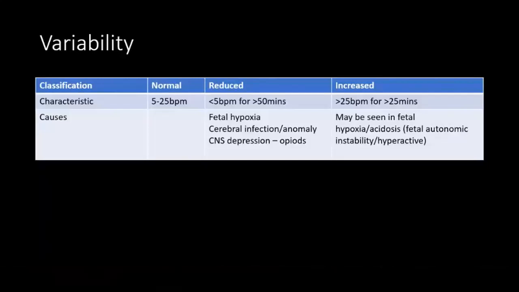And when it is increased, it is also not normal. It may be seen in fetal hypoxia or acidosis. If your variability is more than 25 beats per minute for more than 25 minutes, then it is abnormal.